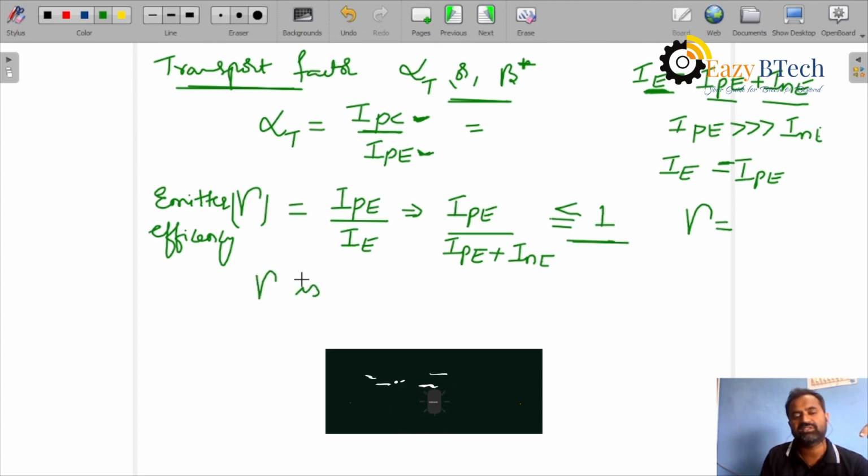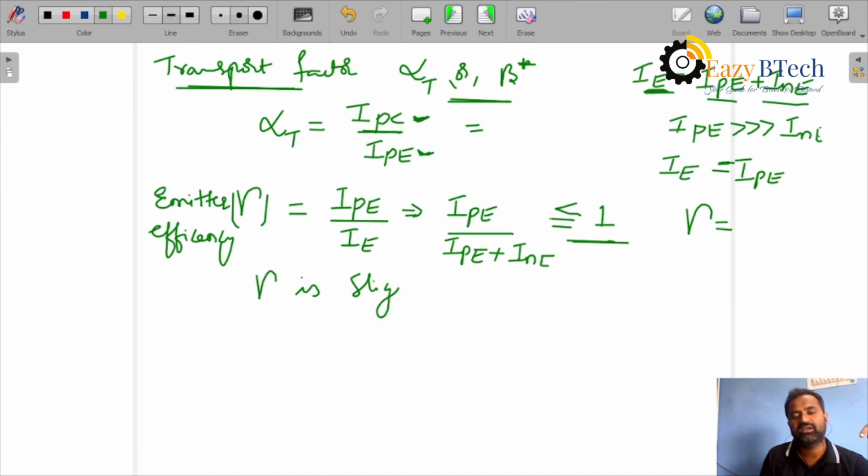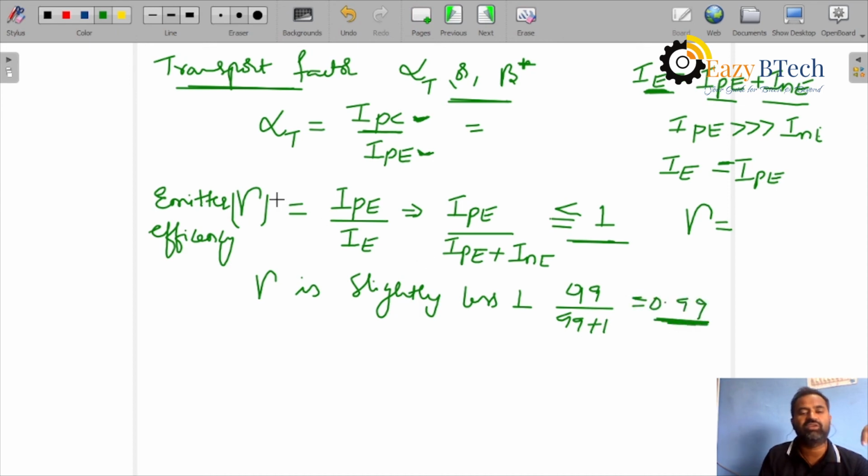Emitter efficiency is slightly less than 1. That is, suppose 99 by 99 plus 1, we can assume it is 0.99. It is the value of emitter efficiency.